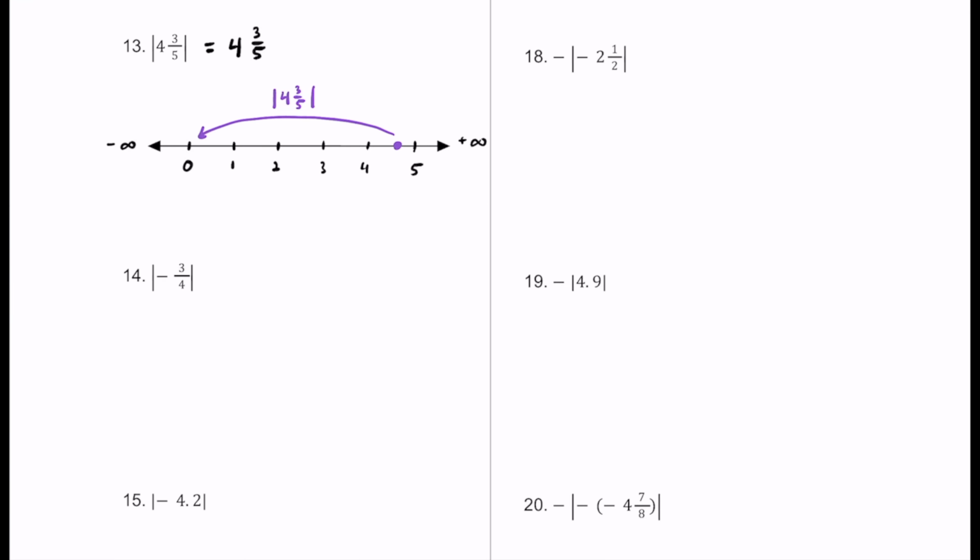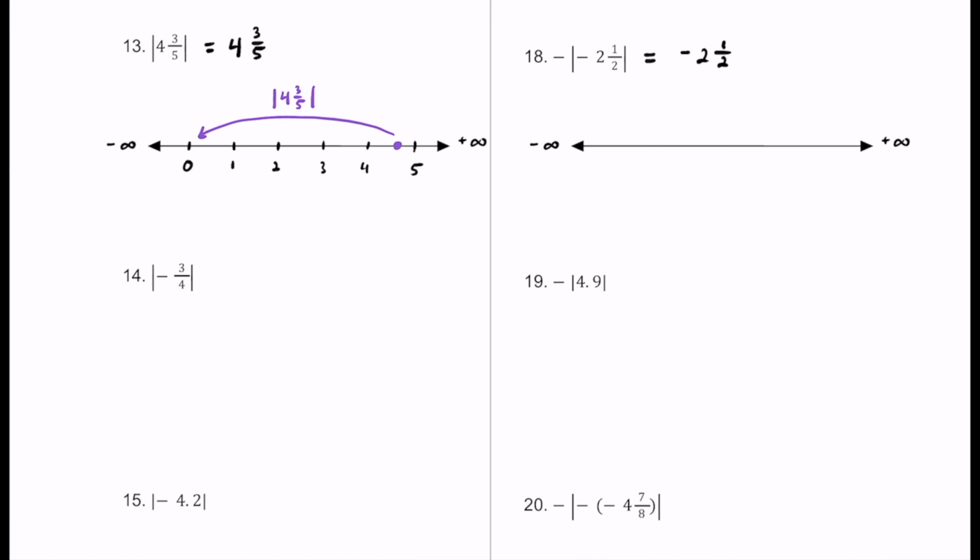Now for number 18, this one's a little bit tricky because we have an absolute value bar on the outside. Now what's the absolute value of negative 2.5? Well, that's just gonna be positive 2.5. So we can go ahead and write that positive 2.5, but this extra negative that we see on the outside, that one doesn't get affected by those absolute value bars. So if it's on the outside, it doesn't get affected and it just gets tacked on to our final answer. So this is what this negative 2.5 represents.